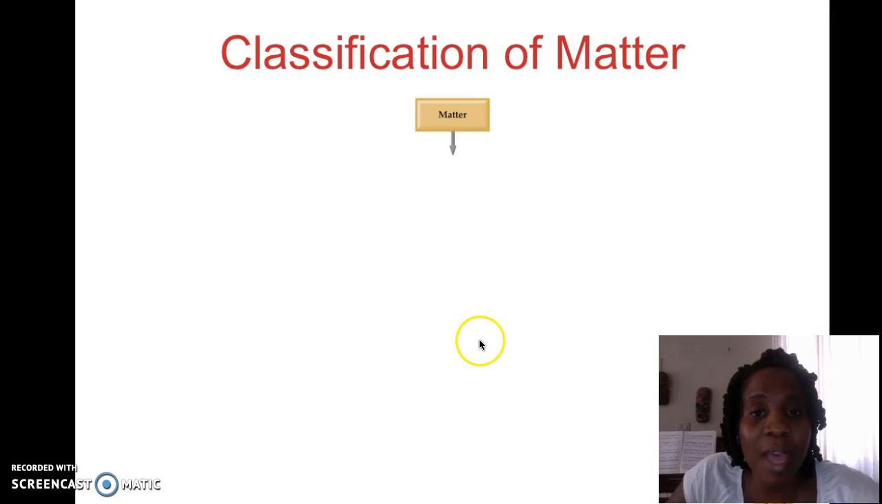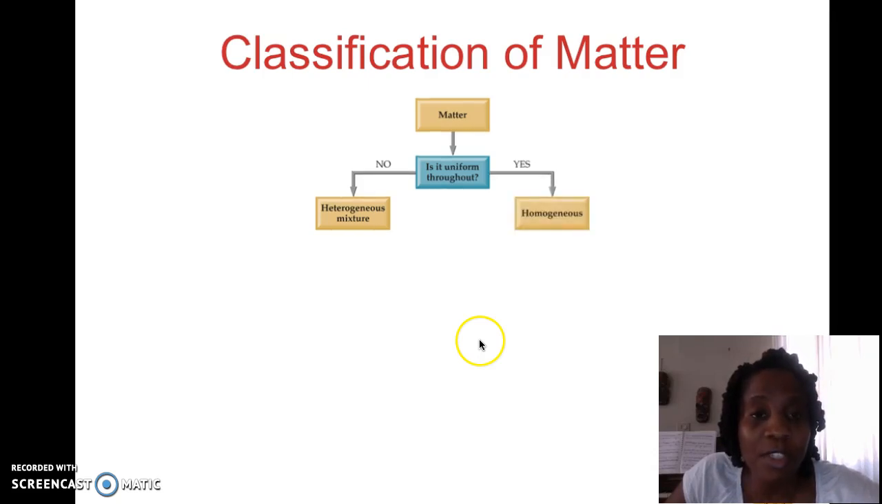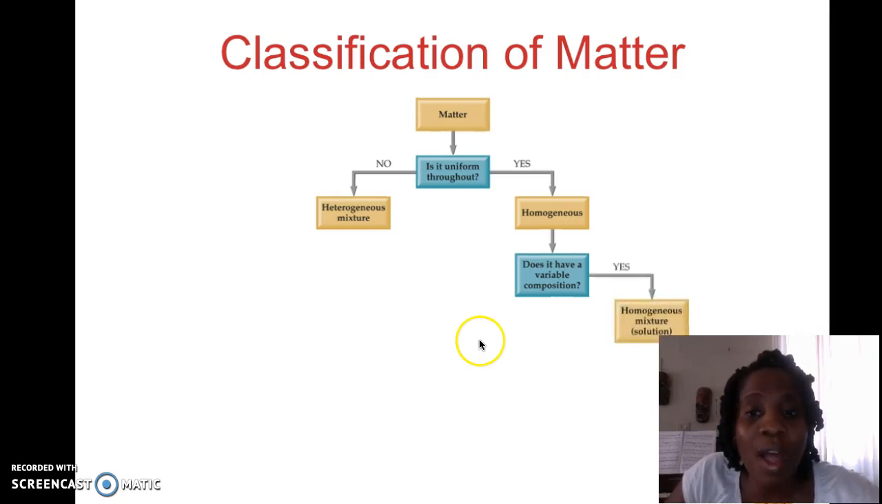Another way of classifying matter is in terms of its composition. Matter can either be uniform throughout or not. If it's not uniform, it's a heterogeneous mixture, so you can see the different parts of the mixture. If it is uniform throughout, then we refer to it as being homogeneous. Now, if it's homogeneous, does the composition vary? You either have a solution, which is a homogeneous mixture, such as salt dissolved in water.